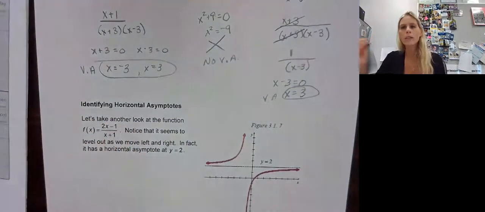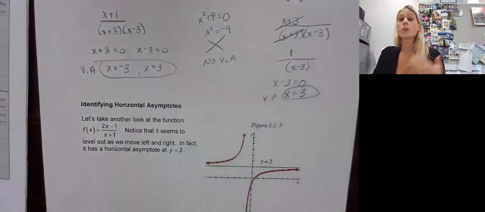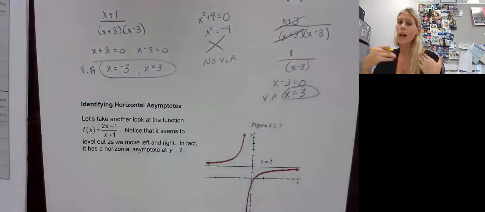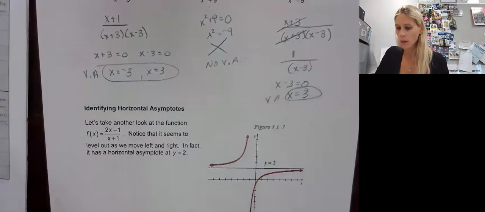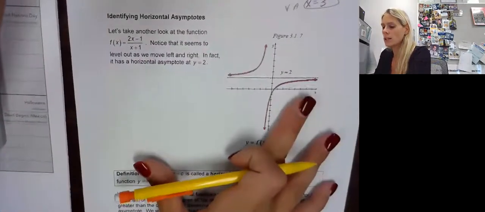Now, of course, do you have to do all these algebraic steps? No, if you know of a faster way or you can see it, because we've done so many of these throughout the years, go for it. I'm just showing you where we get it from. Okay, so those were vertical asymptotes. Now we're going to start talking about horizontal asymptotes.